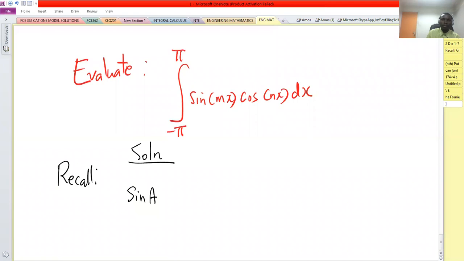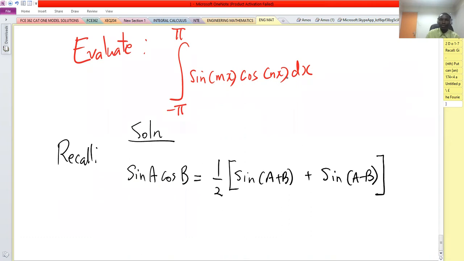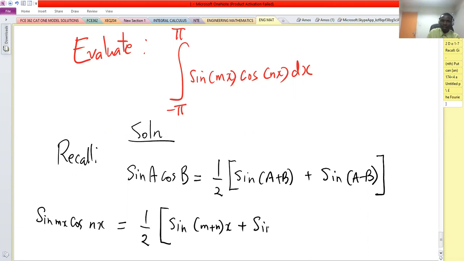sine of A times cosine of B is given by a half into sine of A plus B plus sine of A minus B. So this is the tool that we're going to use to evaluate this. So it tells us that sine mx times cosine nx is a half into sine of m plus n x plus sine of m minus n x.